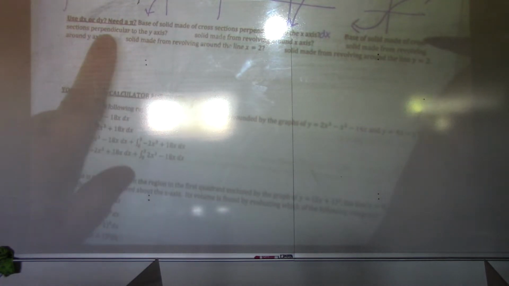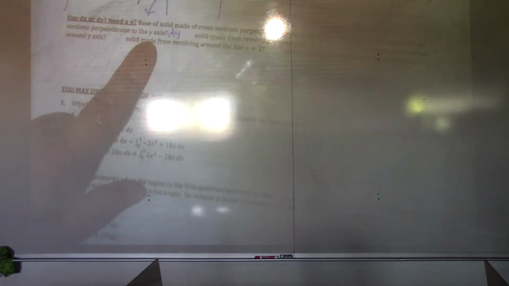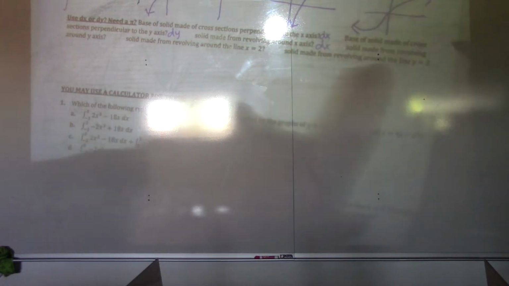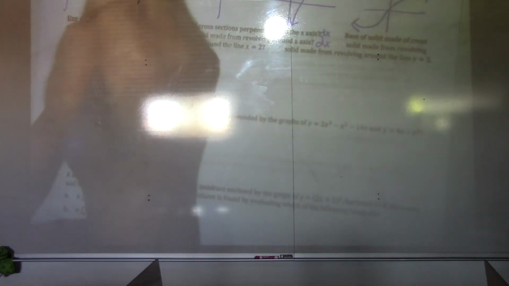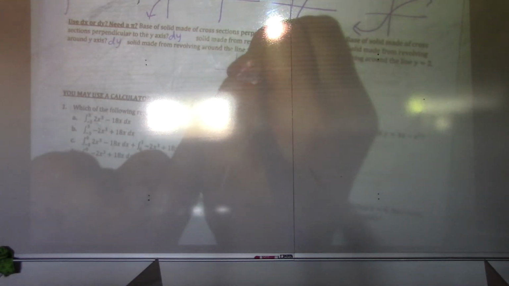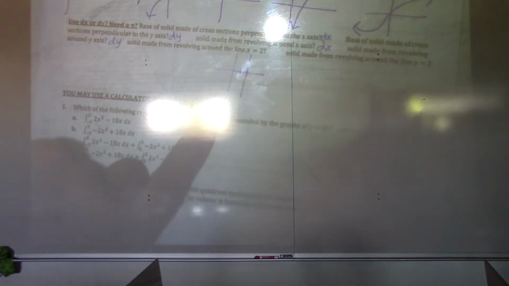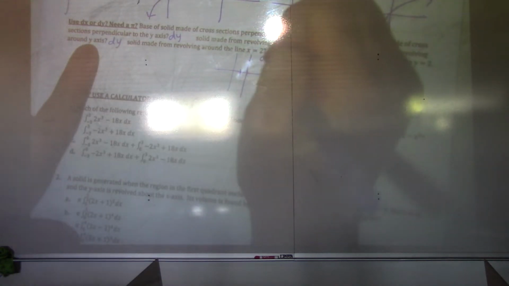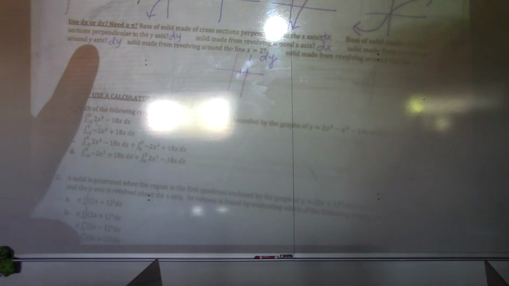Solid made of cross sections perpendicular to y, dy. Solid made revolving around the x-axis, dx. Revolving around the y-axis, dy. Revolving around the line x equals 2. x equals 2 looks like this. That is going around a vertical line, similar to going around the y-axis. That is in dy. If I go around the y equals 2 line, that is a horizontal line, very similar to going around the x-axis. That's going to be dx.